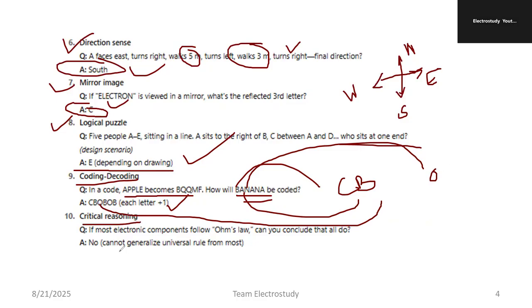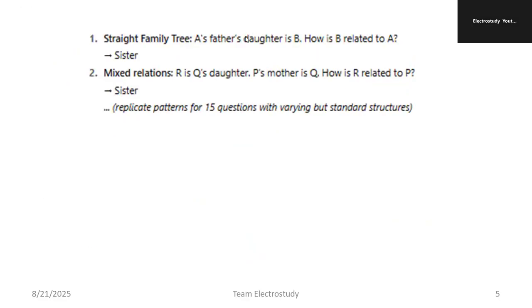Yeah. The critical reasoning: if most electronic components follow Ohm's law, can you conclude that all do? No, we cannot generalize. So some kind of critical reasoning question also. Decision making. This is basically testing your decision making skill. Similarly, family tree. Okay, like a straight family tree. A's father's daughter is B. How is B related to A?